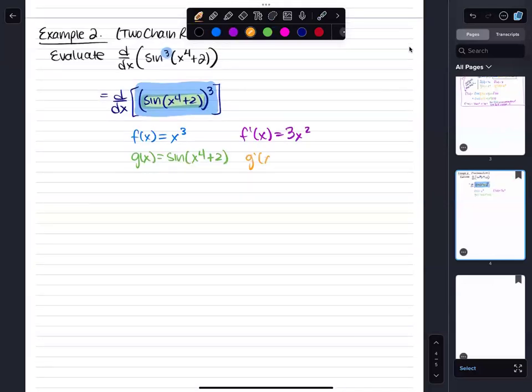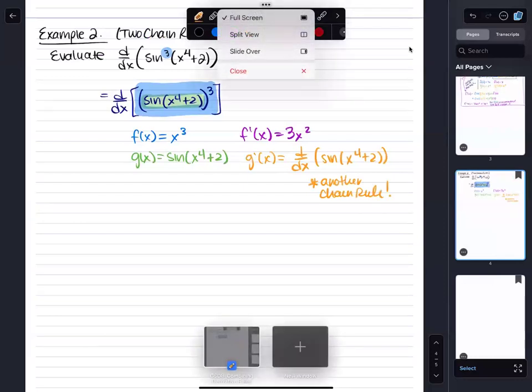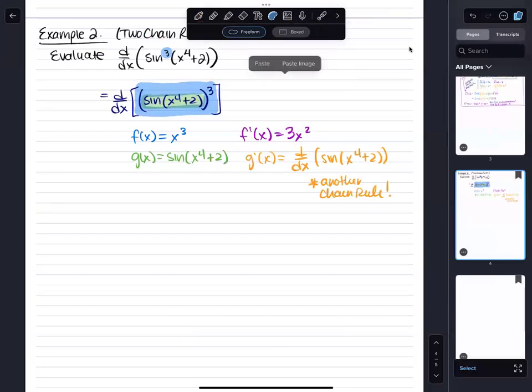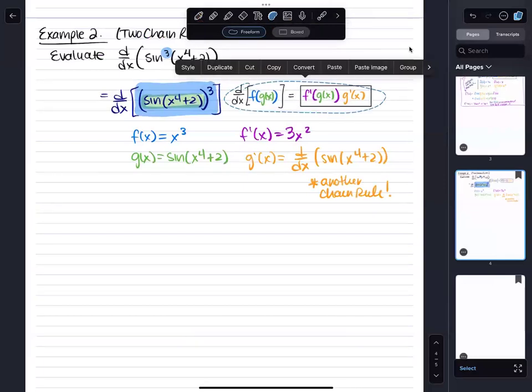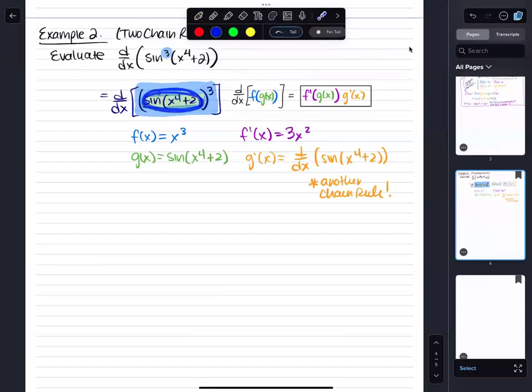But g prime here is the derivative of sine with something inside it. This is going to be another chain rule, right? Because, and I should have written it up here, and I encourage you to do so as you go, I copied it and got it ready. This is a chain rule because there is an inner expression, the green one there, being operated on by an outer function, cube. Then again, you see that again right here. So take this aside. We need a second chain rule.